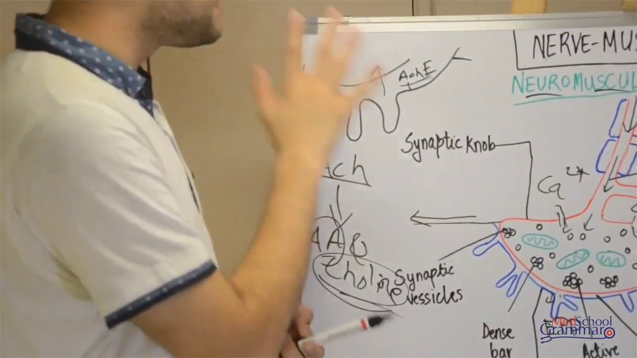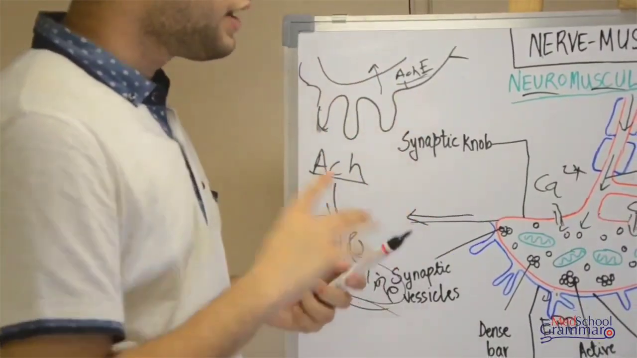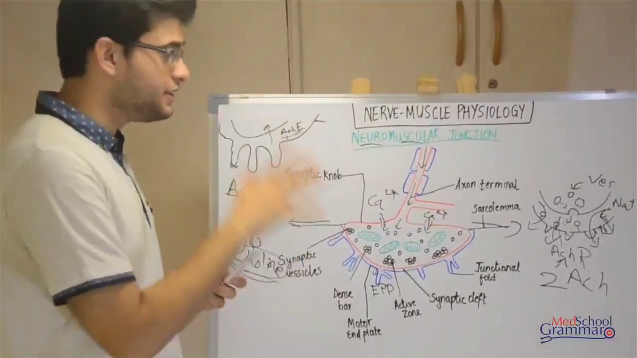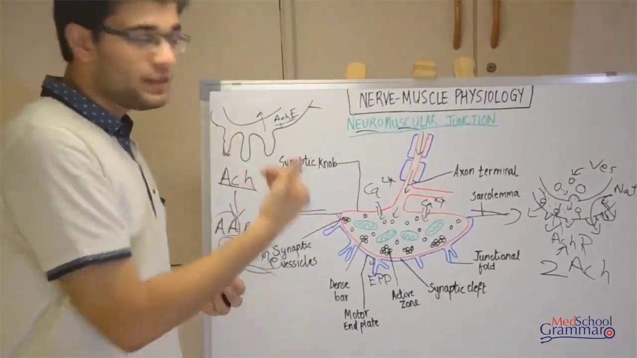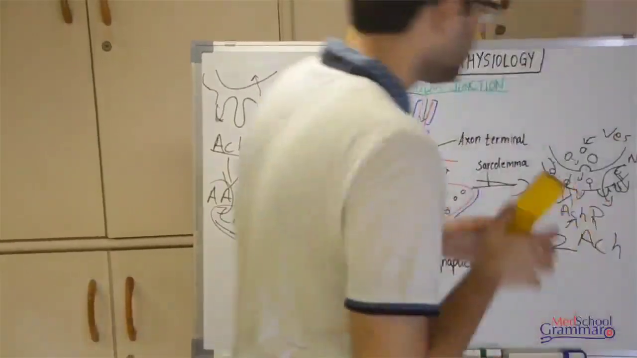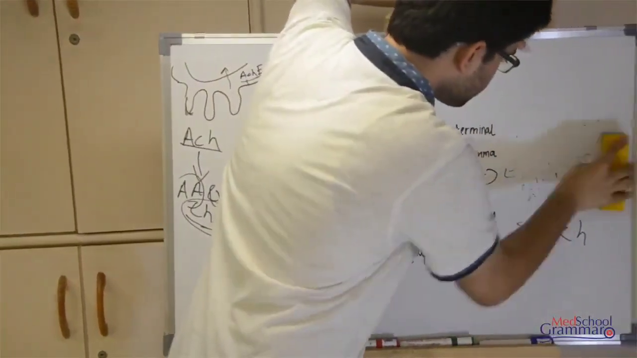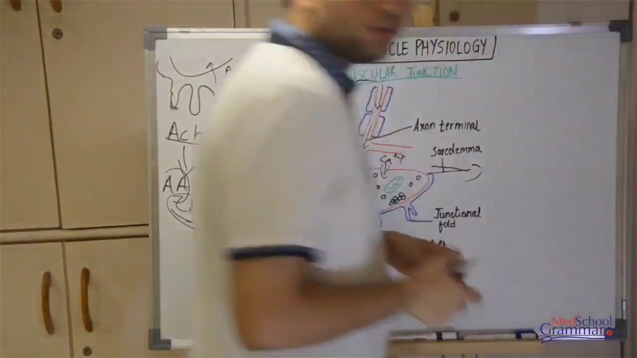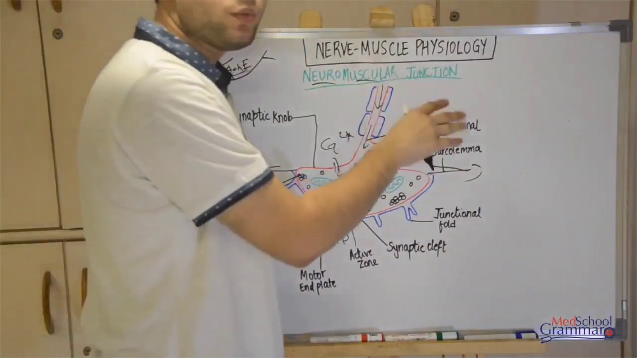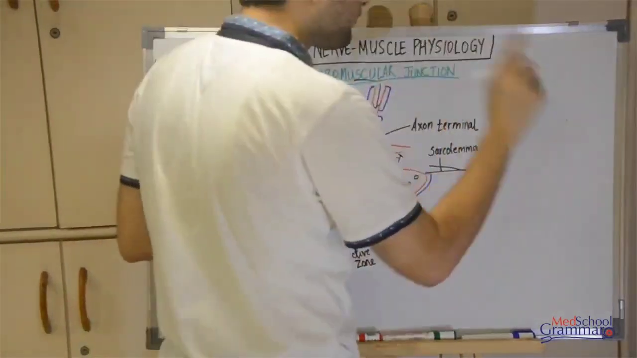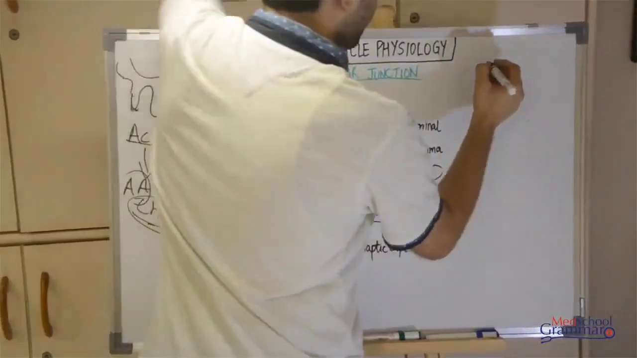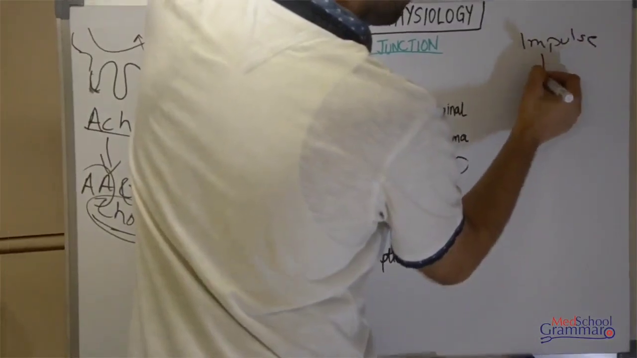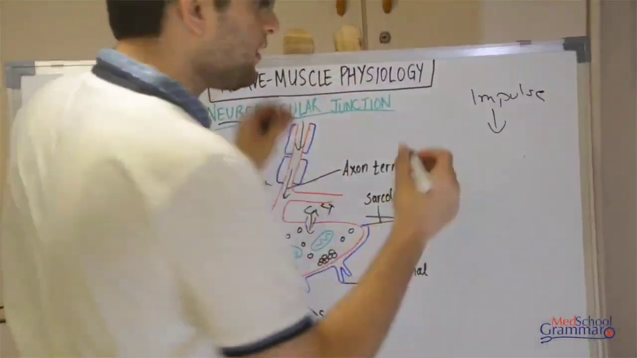So this is about the neuromuscular junction. Again, let me summarize the sequence of events. Come over here and we'll see what happens. The first thing that I said was arrival of impulse. Impulse arrives. Then what happens?